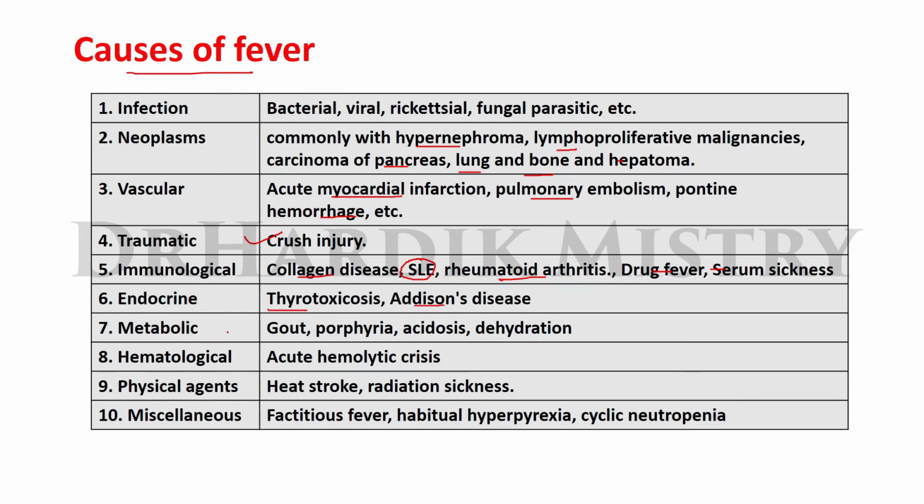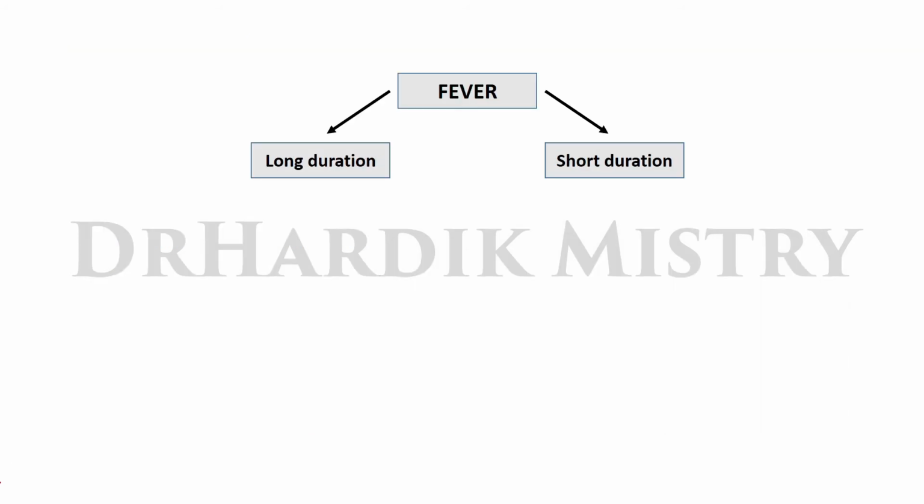Metabolic causes of fever include gout, porphyria, acidosis and dehydration. Hematological causes of fever include acute hemolytic crisis. Physical agents that can cause fever include heat stroke and radiation sickness. And miscellaneous causes of fever include factitious fever, habitual hyperpyrexia and cyclic neutropenia.